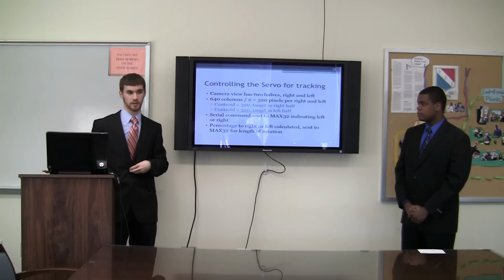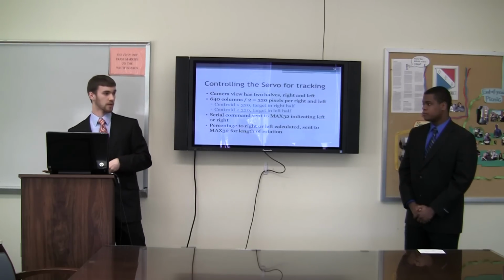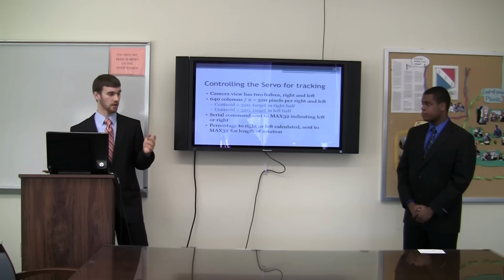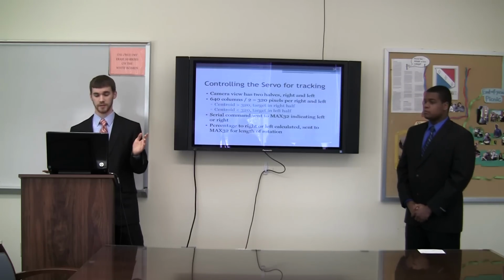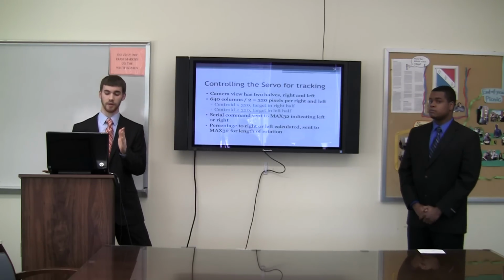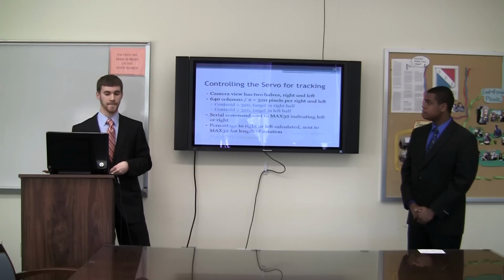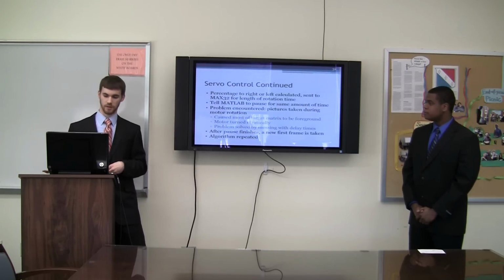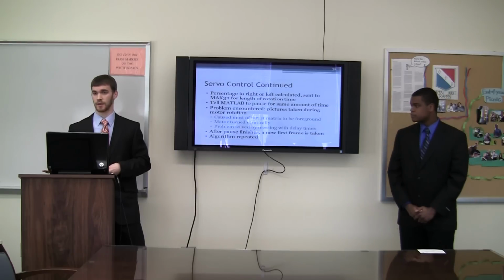Then we use serial communication and send that centroid value to the Max32, indicating left or right. We also calculate the percentage to the right or the left from the origin of the camera, and that's used to calculate the length of rotation of the servo motor. So we have to tell MATLAB to pause for the same amount of time.